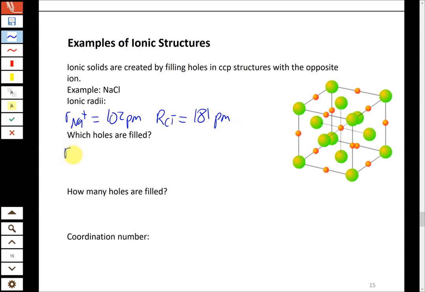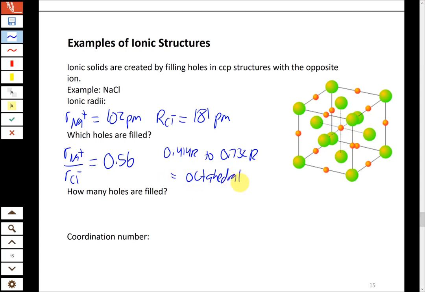So if we take the radius ratio of those two, Na+ to Cl-, it comes out to 0.56. And as we said, if it's between 0.414 and 0.732, that's when we're going to start filling the octahedral holes. So if we were going to predict the structure of sodium chloride, which is actually what is observed, we would expect, based on this relative ratio of 0.56, that's between the limits of the octahedral hole.